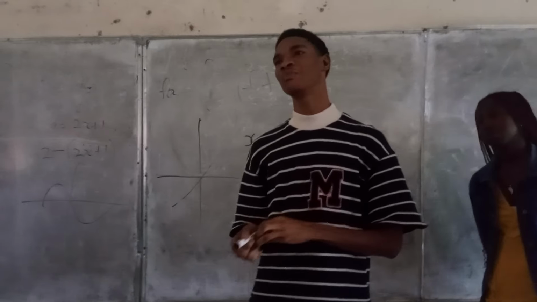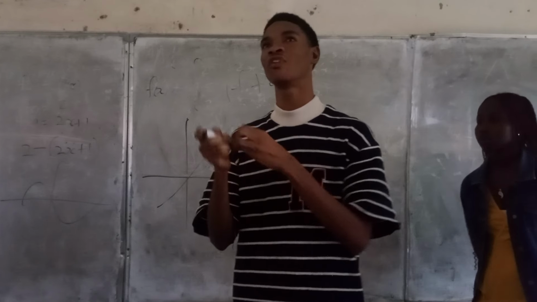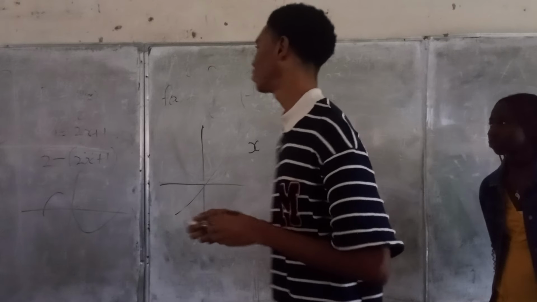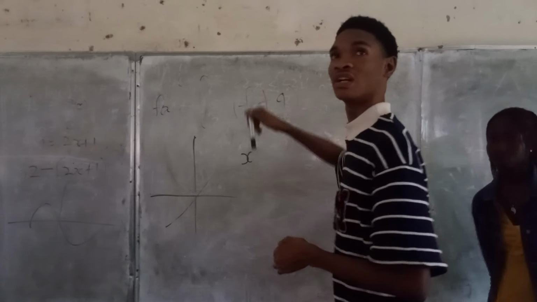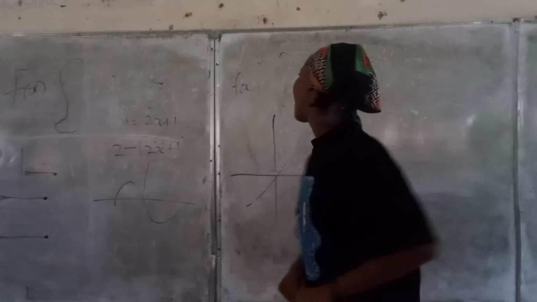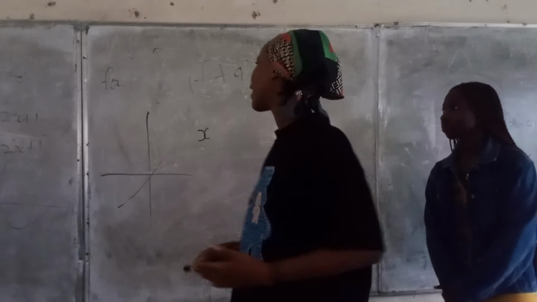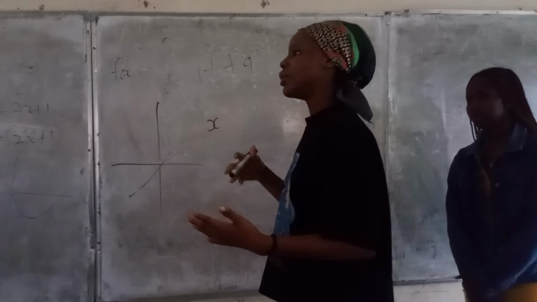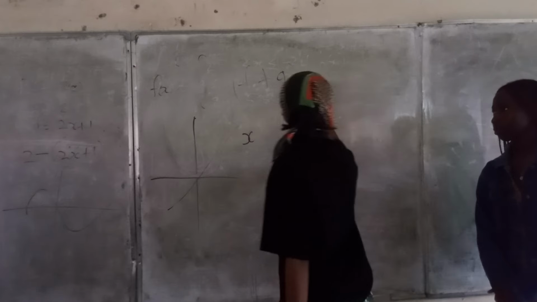Okay. The algebraic combination of functions is simply defined as the adding, subtracting, multiplying, and dividing of functions. So going to the example, we say that algebraic combination is the adding, multiplying, dividing, and subtraction of functions. For instance, we are having f of g.